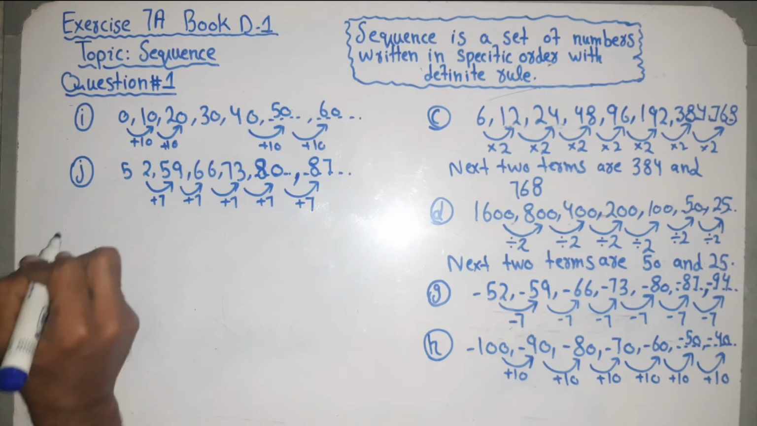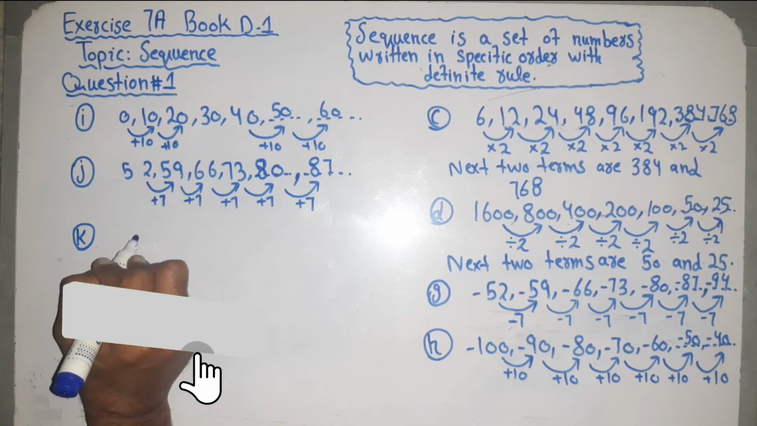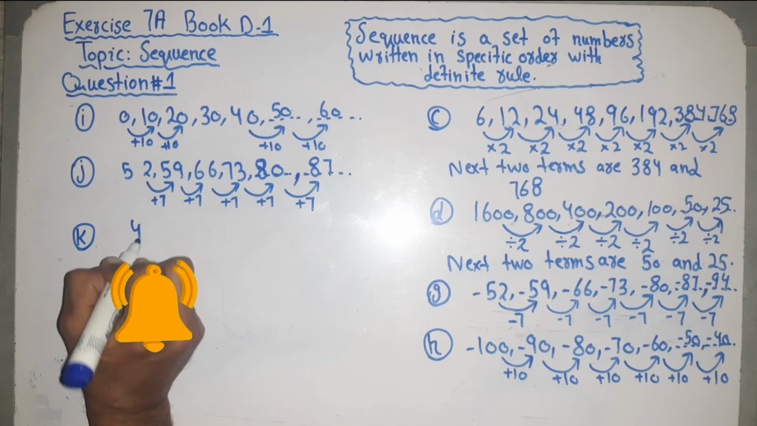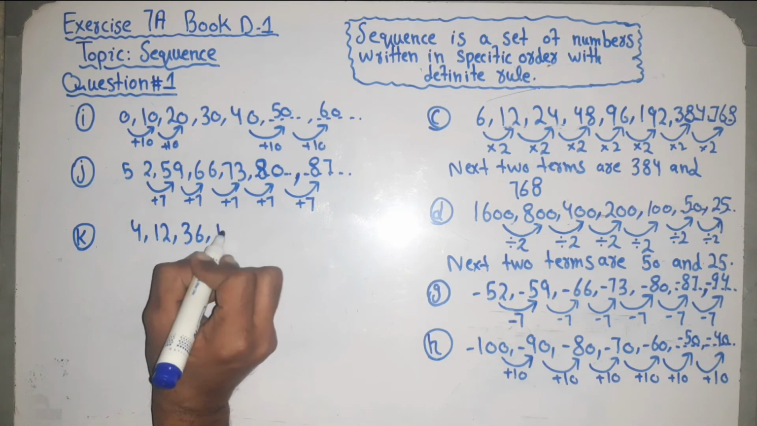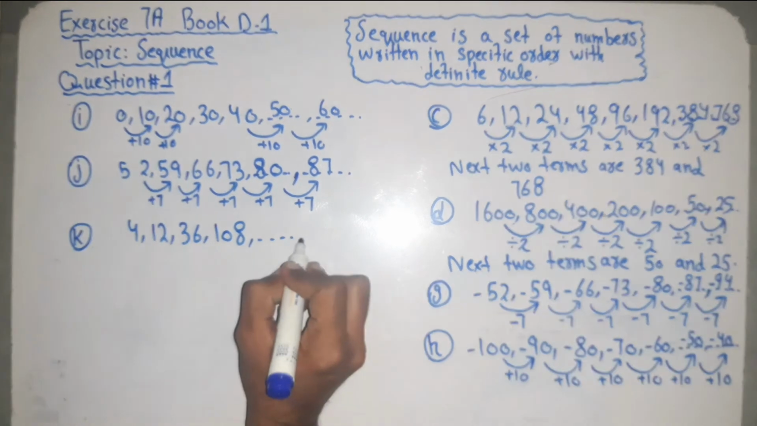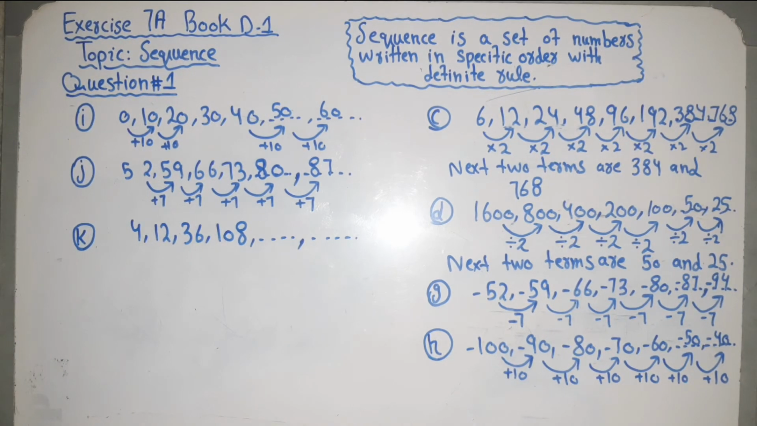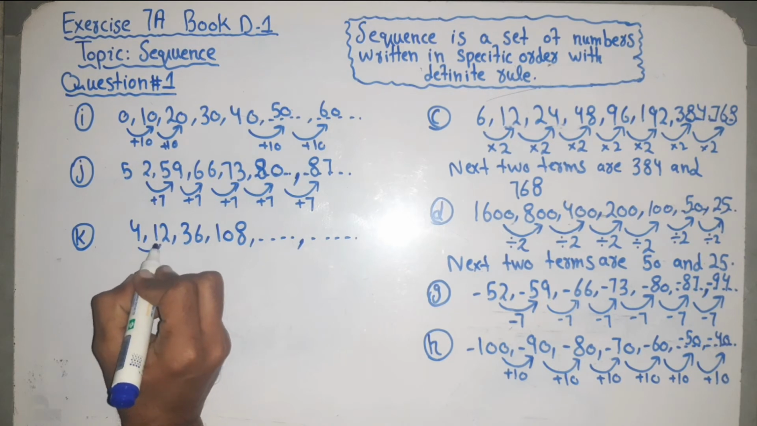Now we will solve part K. In part K we have 4, 12, 36 and 108. We have to write the next two terms and the rule as well. So first of all we have to check whether this sequence is increasing or decreasing. This sequence is increasing, so we might have to add 8.